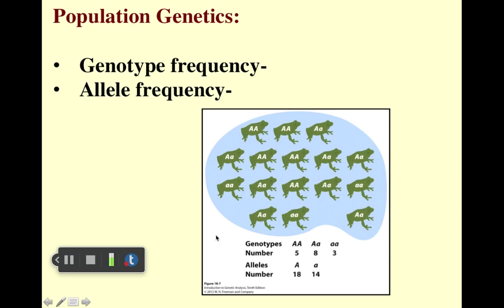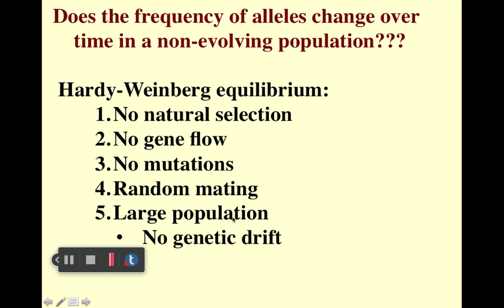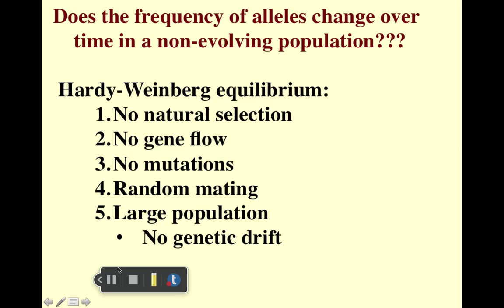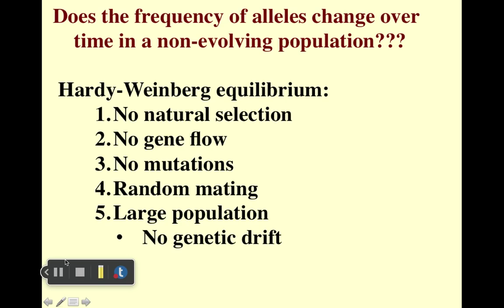And that's what this chapter is all about: understanding the relationship between the frequency of genotypes and alleles and seeing the extent to which the frequency of alleles change in populations generation after generation. So for example, if we think about evolution at the most basic sense in terms of the change in allele frequency over time, we can think about a population that is not evolving. In other words, alleles remain constant generation after generation after generation.